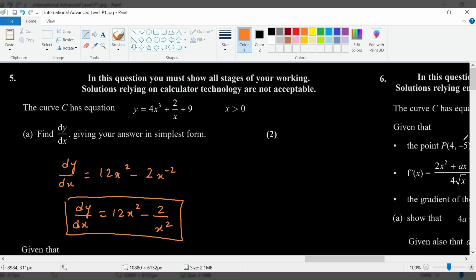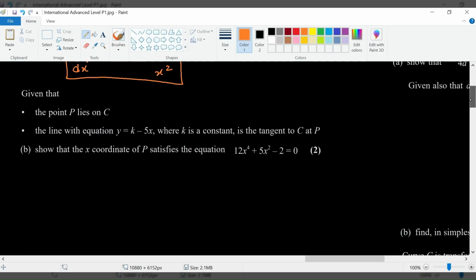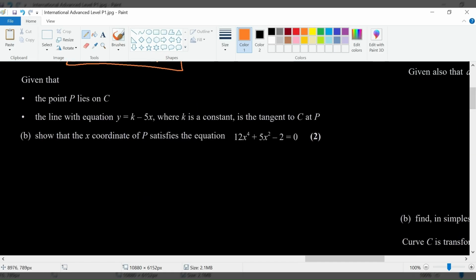Now proceeding to the second part of the question, it says that given that the point P lies on C, so what does this mean? That at P, the gradient is negative 5. As you can see, if I write this in terms of y = mx + c, the x value is saying that this is negative 5. If I write y = −5x + k, this is actually telling us that this is the gradient. So negative 5 is the gradient of this.